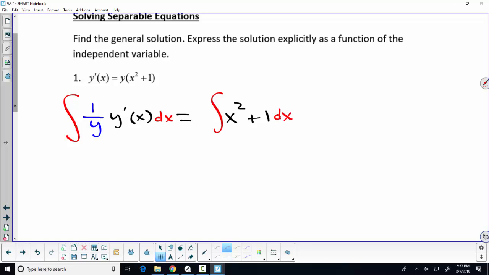Just to clarify, then that is y times x squared plus 1, not y of x squared plus 1. Right, yeah, y times x squared plus 1, right. Yep.